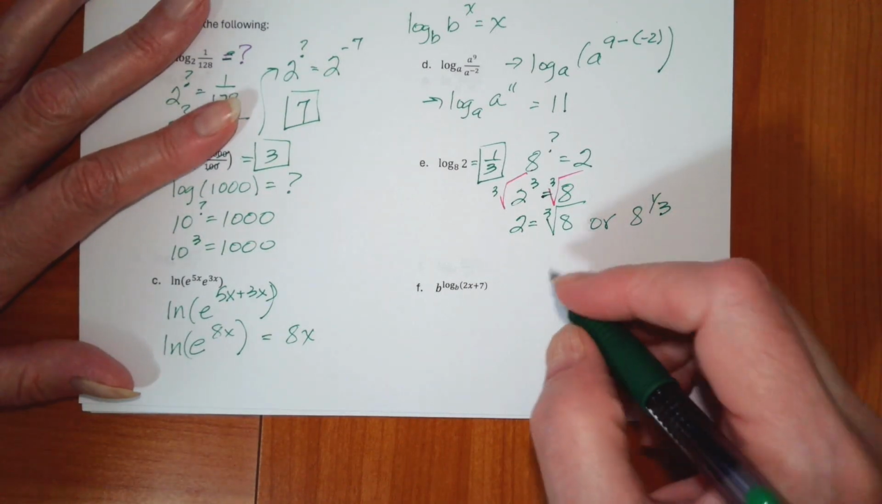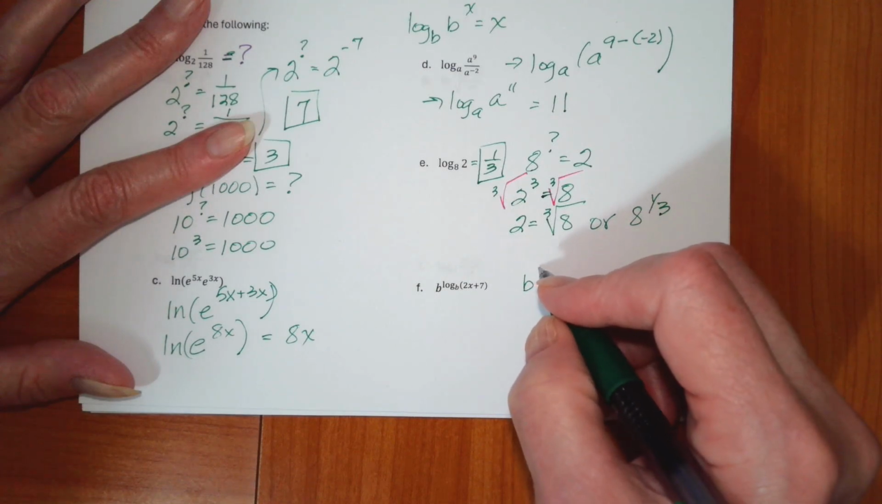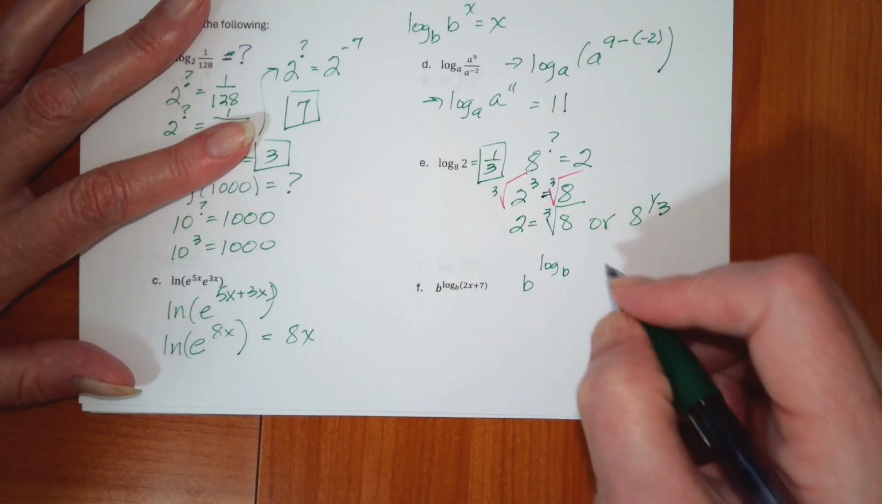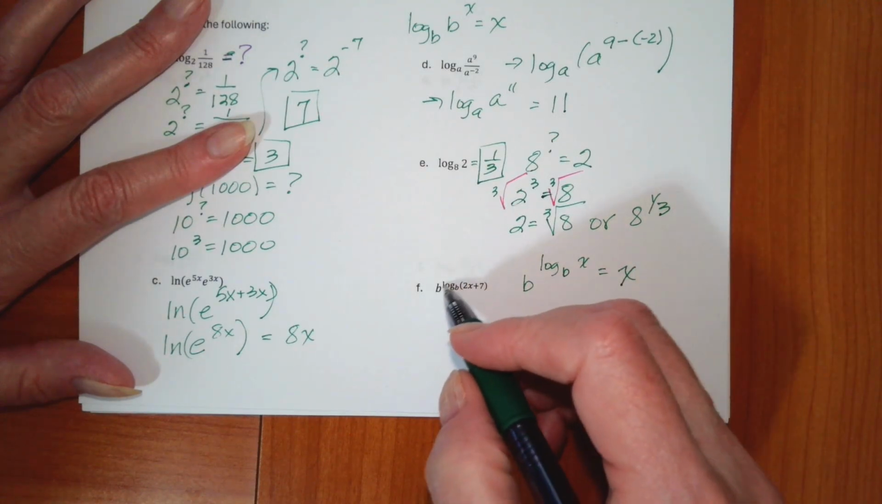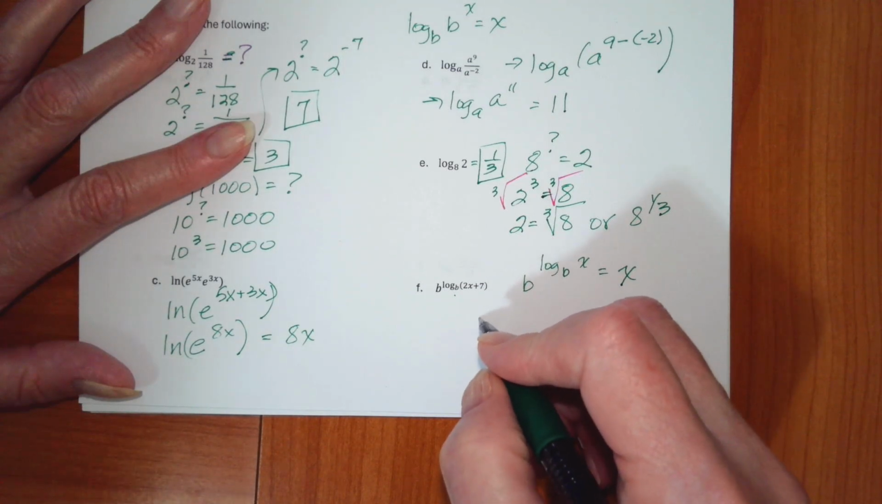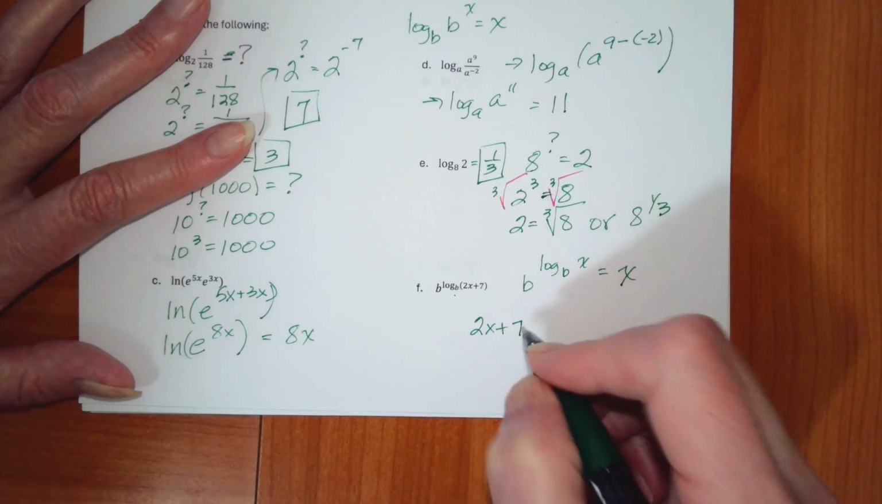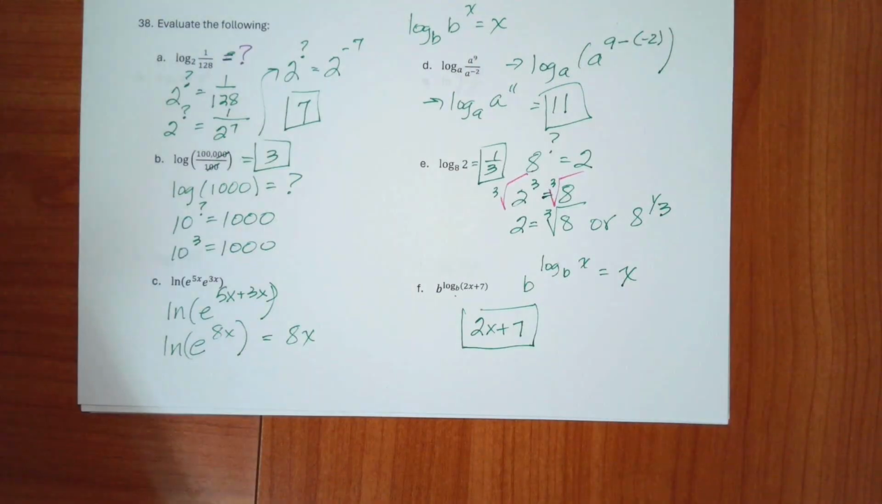Okay, and this is another one of your rules. If you have b to the log base b of x equals x. So if I have b to the log base b of 2x plus 7, then the answer is 2x plus 7. Okay, we'll stop here.